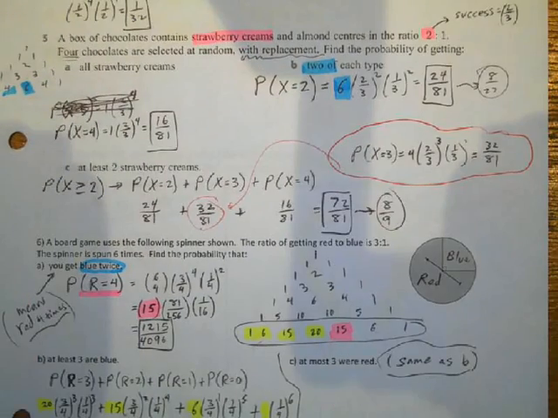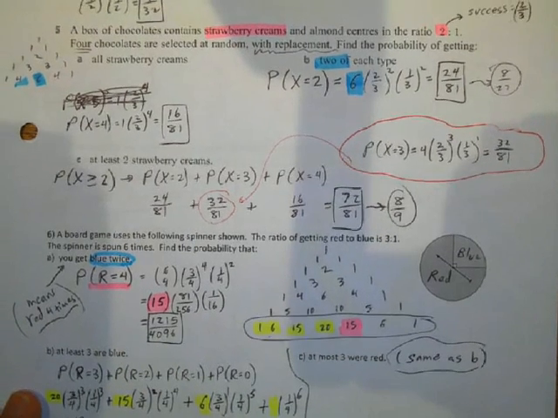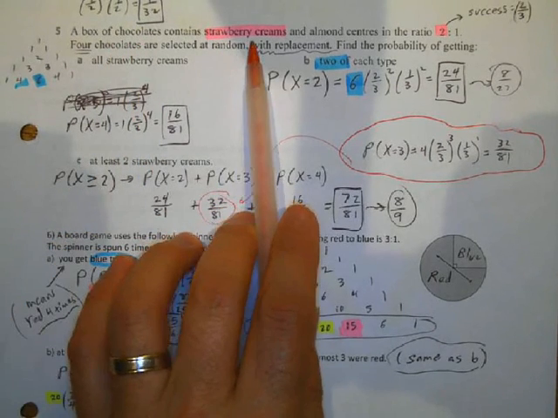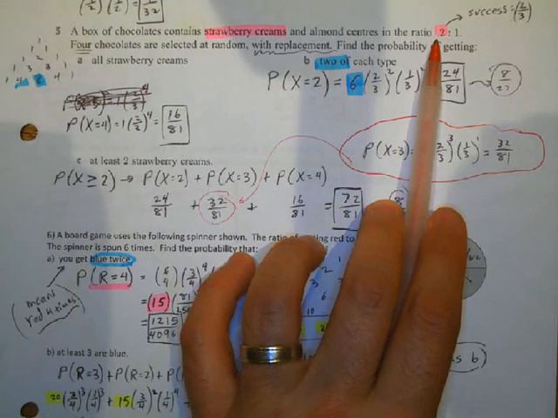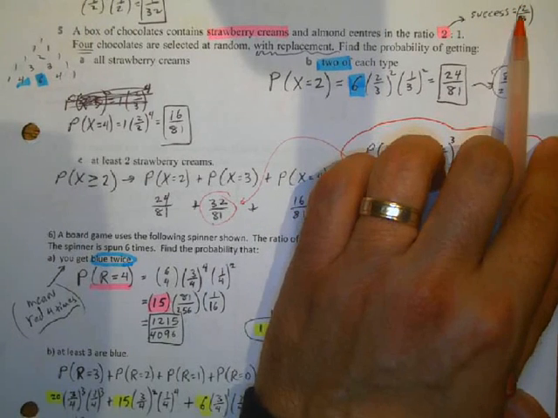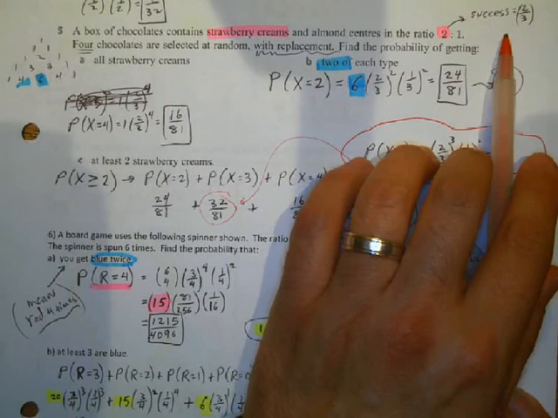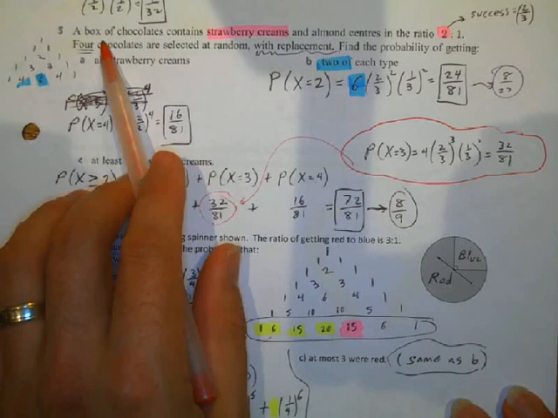Okay. You've got a box of chocolates containing strawberry creams and almond centers. So the ratio is 2 to 1, that means I've got a 2/3 chance of being successful and a 1/3 chance of not being successful. So we've got 4 chocolates, so I'm going to use the 4th row. 1, 4, 6, 4, 1.